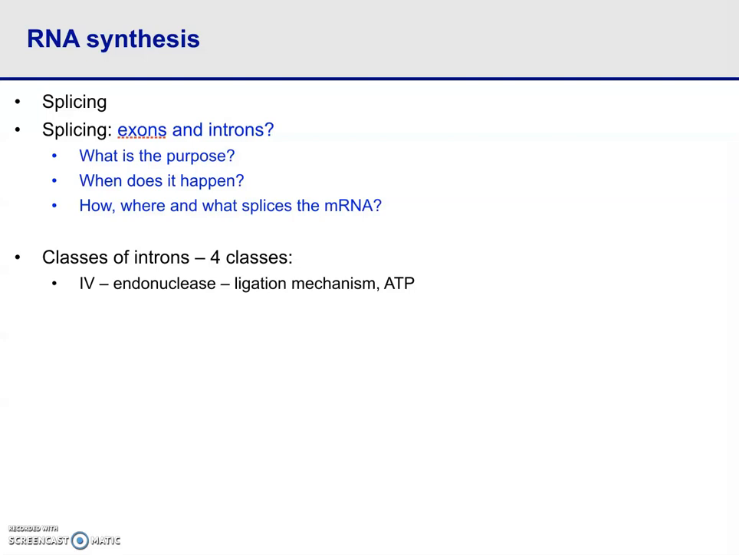The 4th type of intron removal is with the help of endonucleases and ligases. So very similarly to excising of certain DNA with the help of endonucleases, a ligase will come in and connect the two exons. In this process, we also use ATP.